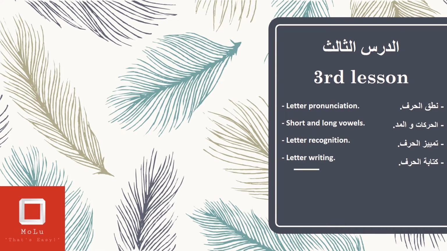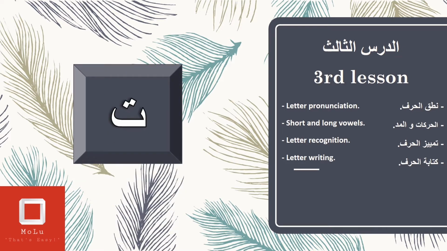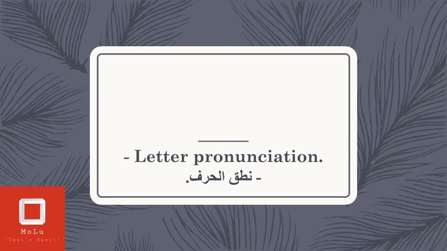The third letter is Ta. In this lesson, you will learn how to pronounce the letter with the short and long vowels, and how to recognize the letter in a word, and finally how to write it correctly. Arabic letters can be hard to pronounce, but after learning these tricks, you will be able to pronounce the letter Ta perfectly.